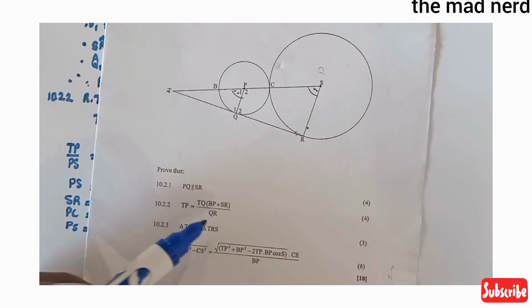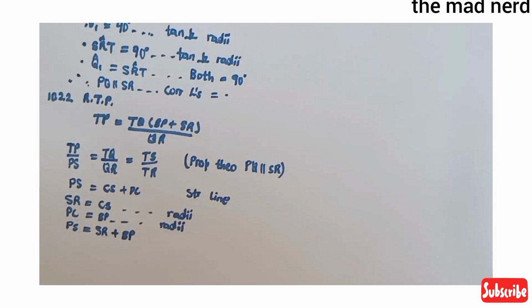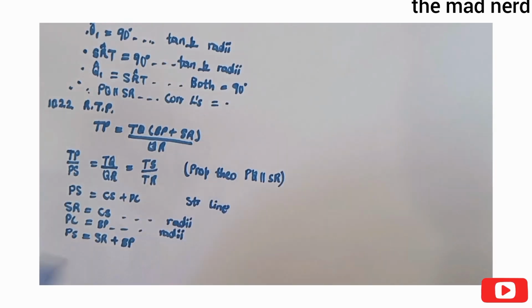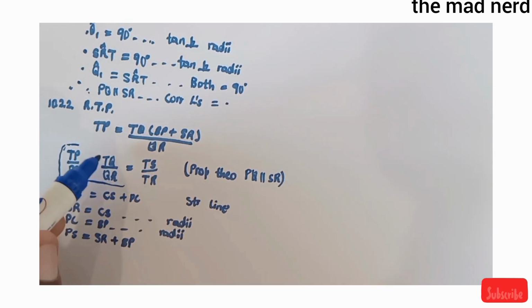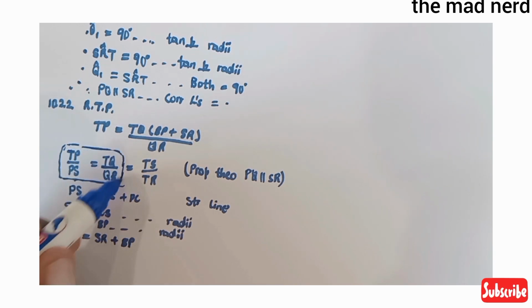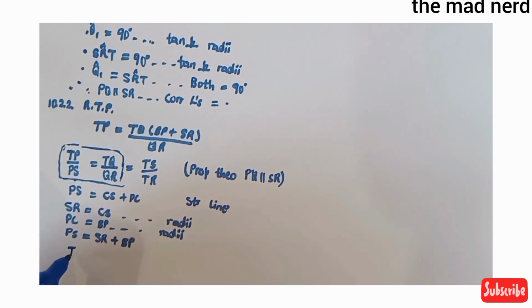And then let's go and find the corollaries in which it has a TP with a PS and then a TQ with a QR. So now here it is, a TP over a PS and then a TQ with a QR. So now what you can do is take that TP and write it over here, a PS, and that is equal to a TQ over a QR.